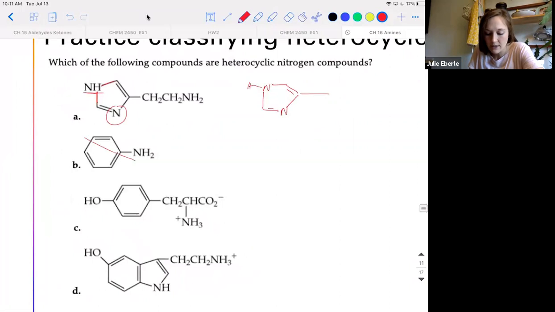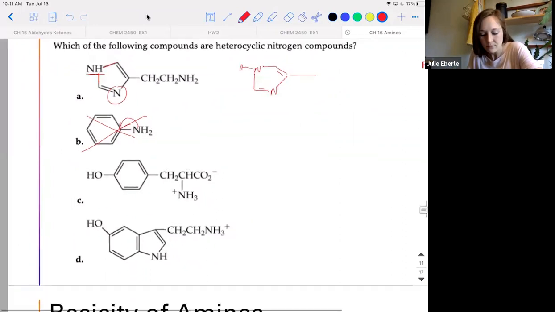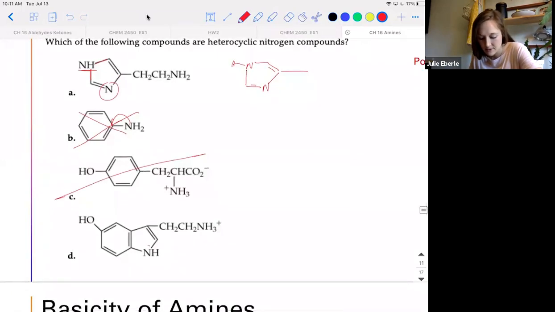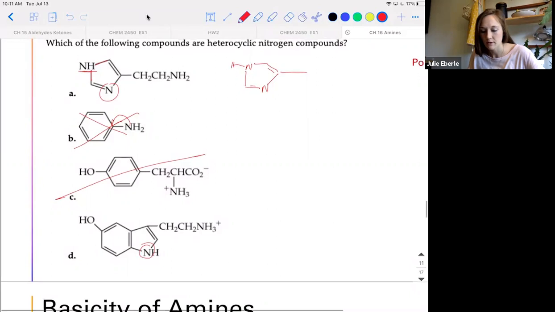B is not a heterocycle because this nitrogen is not a member of the ring. If it was where the arrow was pointing to, it would be, but this one's not. This is aniline. Okay, nobody said C, and I agree, this one's not. D is, yes, you got this nitrogen right here, part of the ring. It's got to be inside the ring. Okay, so A and D are the correct choices there.